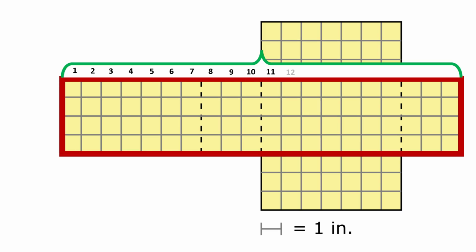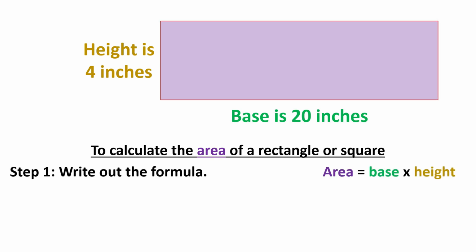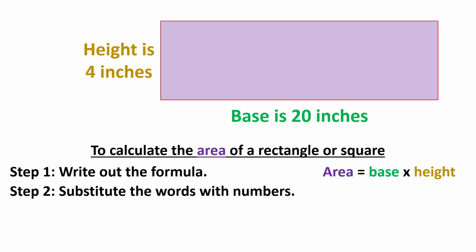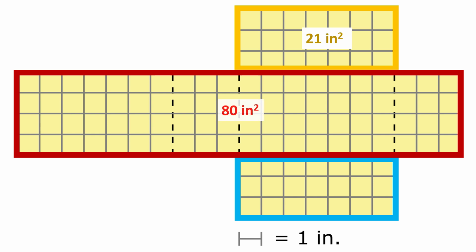The rectangle in the middle has a base of 20 inches and a height of 4 inches. To calculate the area of a rectangle or square, we do 3 steps. Step 1. Write out the formula. Area equals the base times the height. Step 2. Substitute the words with numbers. In this case, the base is 20 and the height is 4. Step 3. Do the calculation. 20 times 4 equals 80. So the area of the middle rectangle is 80 square inches.